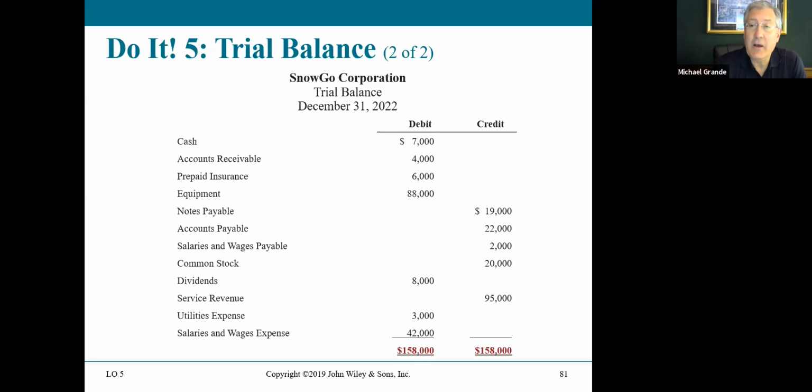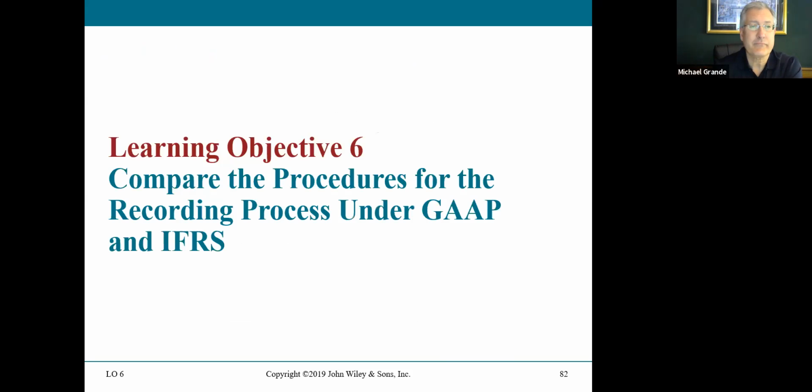Here's the trial balance, again, which is a listing, a summary of debits and credits, and you posted based upon the normal balance. They got it right. Debits equal credits. Compare the procedures for the recording process under GAAP and IFRS. We're not going to cover that.